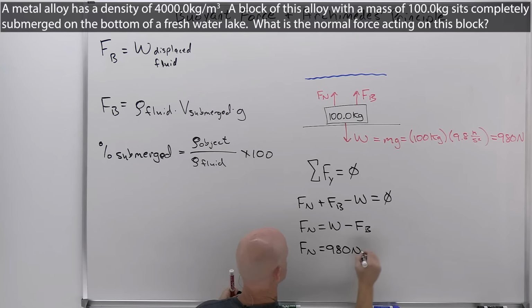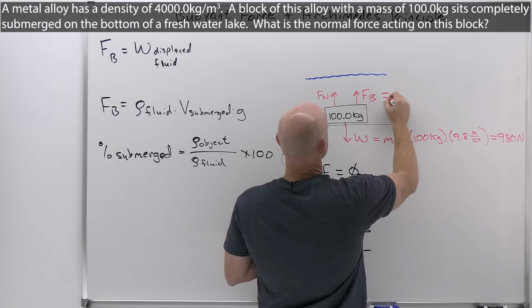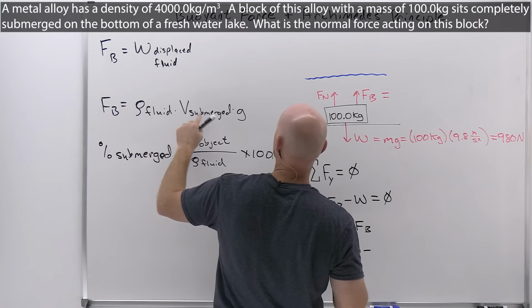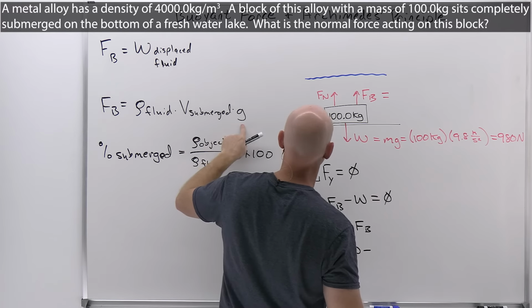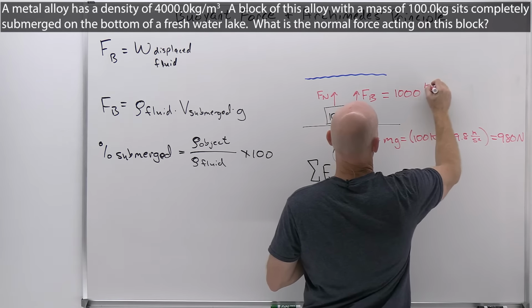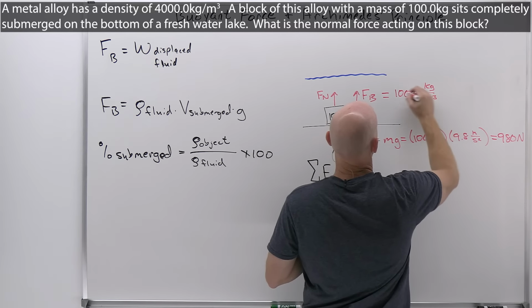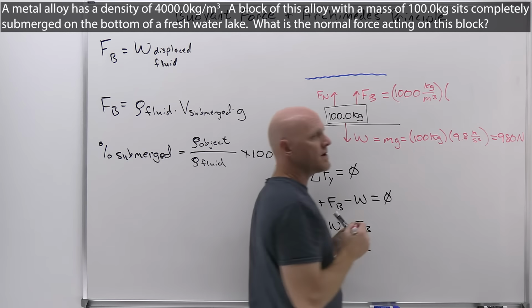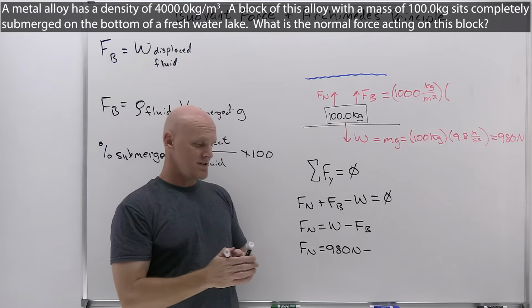So 980 newtons, and now we have to subtract off that buoyant force. Keep in mind that the buoyant force is equal to the density of the fluid times the volume of the object that is submerged times gravity. The density of the fluid, this is water, so that's just 1,000 kilograms per meter cubed. But now we need the volume of the object, and that's not actually given in this problem.